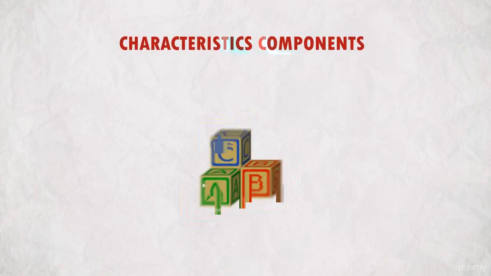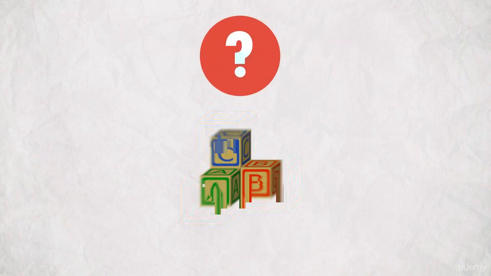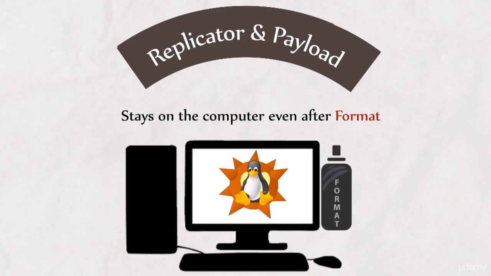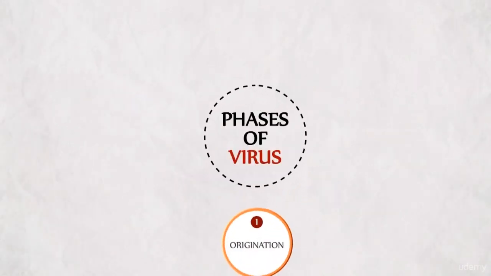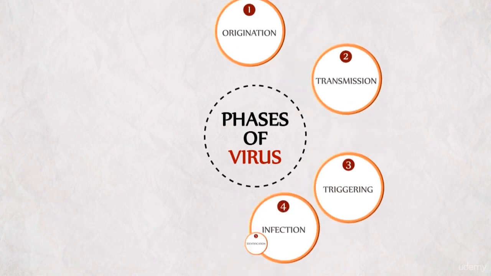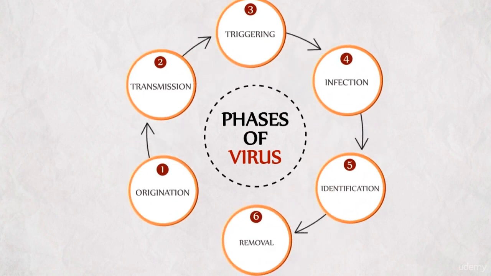Information, such as characteristics and components of a virus, have you ever wondered how to create one such virus? To create a virus, one must know the life cycle, that is, phases of a virus. These involve 6 stages, starting from origination, transmission, triggering, infection, identification, and removal.